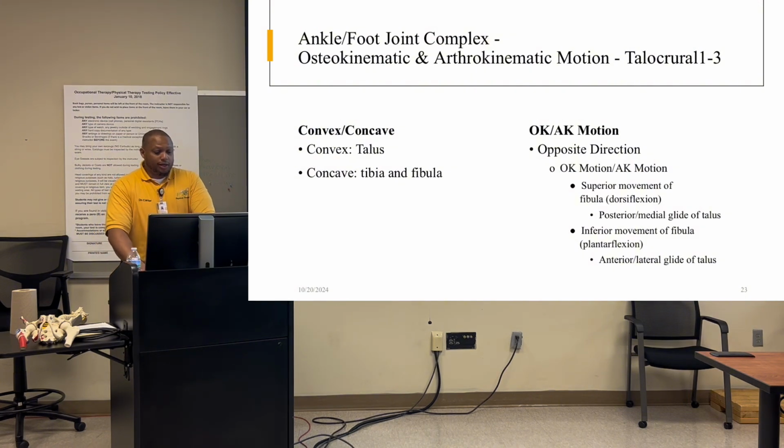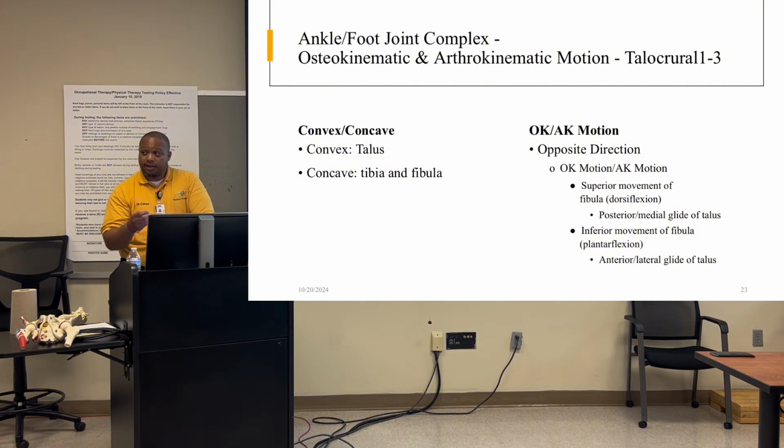So the talocrural joint, we have convex talus moving on the concavity of the tibia and fibula, the mortise joint, which creates a concave area. When you combine the tibia and the fibula, you have like a concave tent type of surface. And the talus moves on it in the open chain position. All right. So the osteokinematic motion and arthrokinematic motion occurs in the opposite direction because you have convex moving on concave.